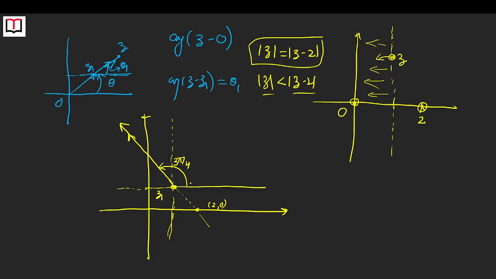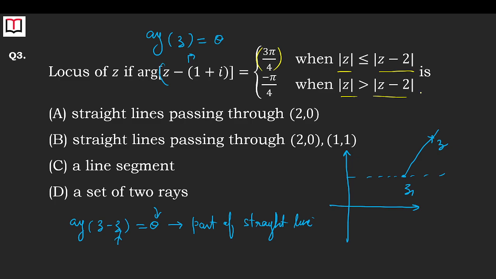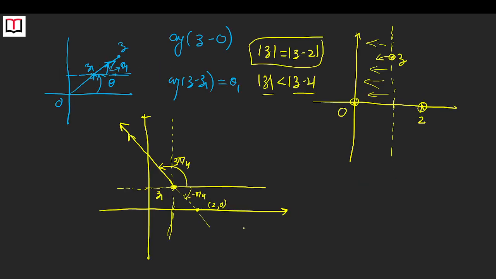So in the clockwise direction, this is 3 pi by 4, and this has to be pi by 4. So the angle is minus pi by 4. But then the condition one is when mod of z is greater than mod of z minus 2. Okay. So mod of z is greater than mod of z minus 2.